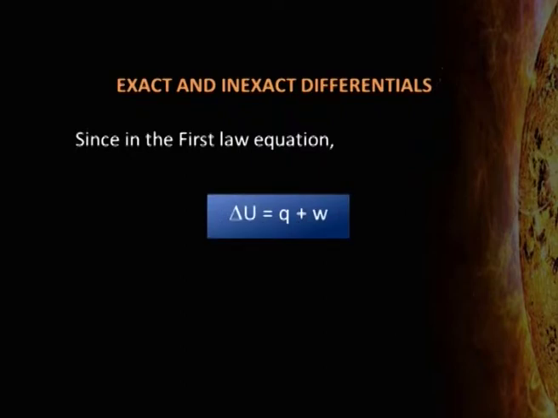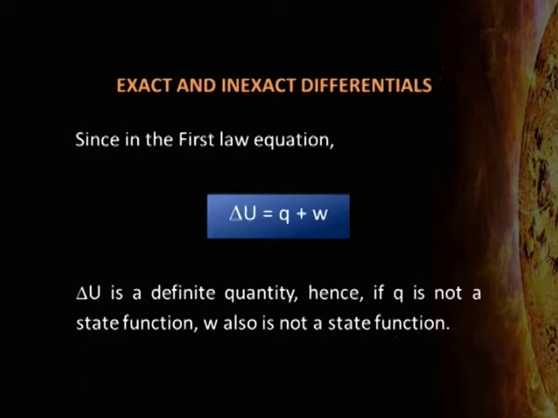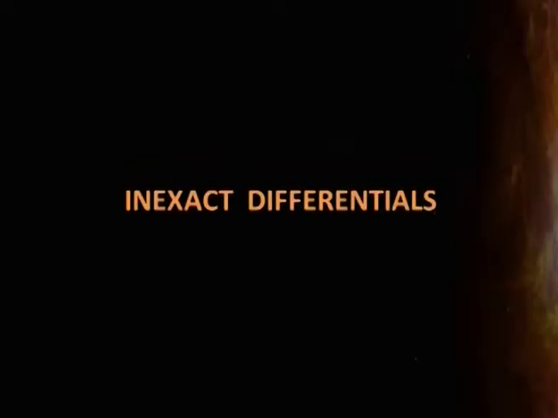Now we are going to discuss exact and inexact differentials. As you know that delta U equal to Q plus W, as delta U is a definite quantity and Q is not a state function, hence W is also not a state function. Mathematically, it can also be said that internal energy is an exact differential, but work and heat are not exact differentials, or we can say that work and heat are inexact differentials.